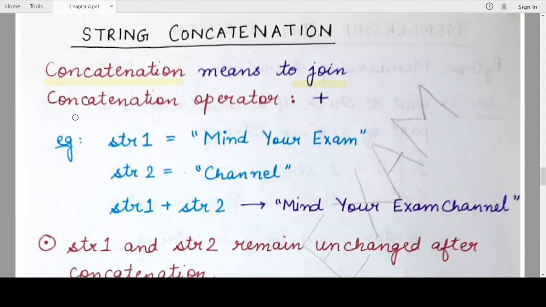Now how do we concatenate two strings? There is a concatenation operator, which is the plus operator. In the Python programming language, the plus operator can be used for addition also in mathematical operations. It can also be used for performing string concatenation, that means for adding two strings in terms of their length.